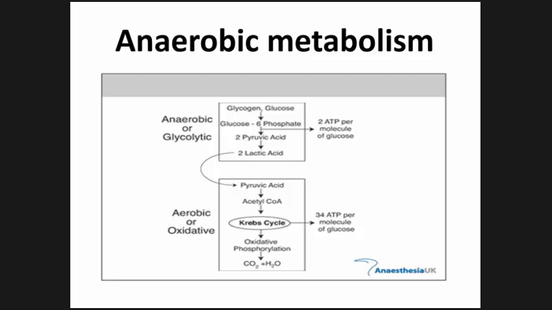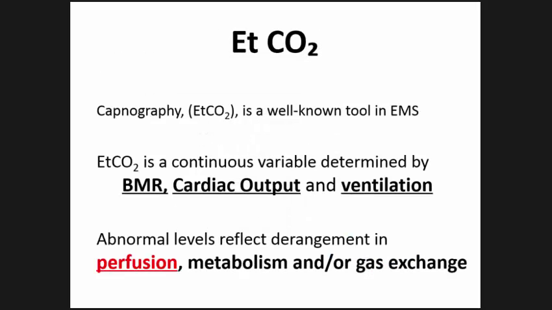So, again, I said the anaerobic or the glycolytic pathway, you only get 2 ATPs. Very inefficient for getting your ATP and your energy, whereas your Krebs cycle is very efficient. We don't want to be up here because this causes lactate to be produced.